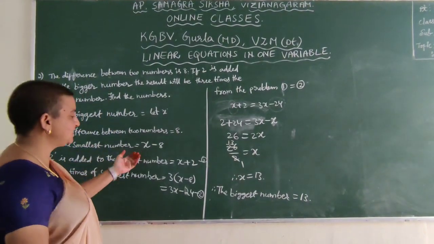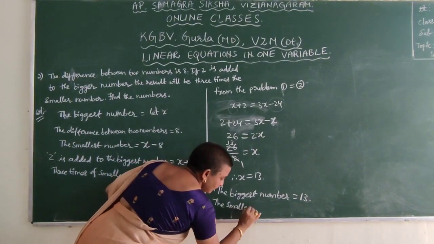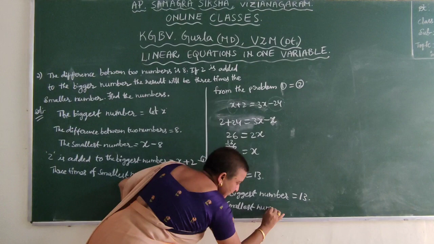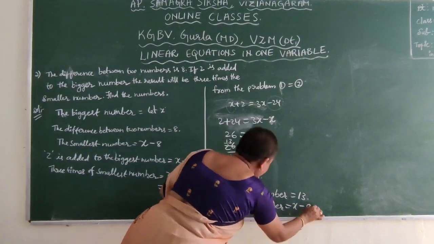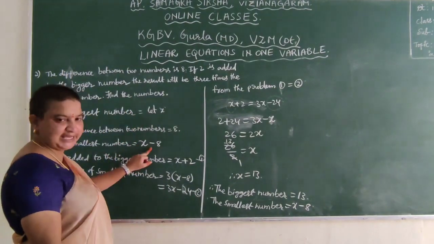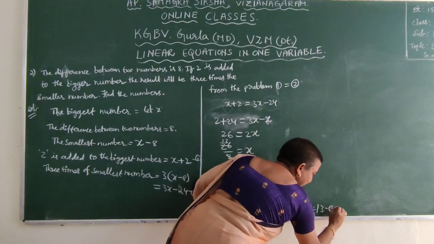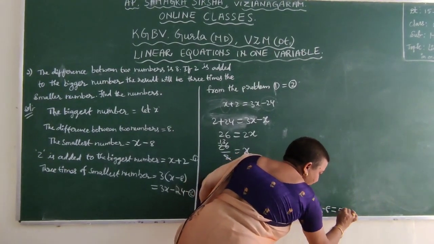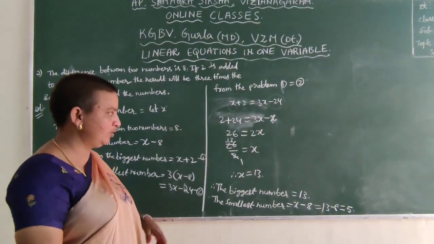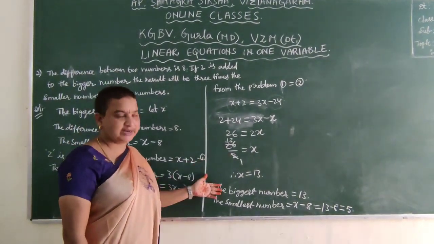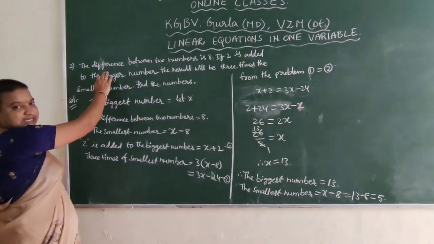What is the smallest number? The smallest number is equal to x minus 8. That means 13 minus 8 is equal to 5. Okay, children, do you understand? Once again, I will do the problem.